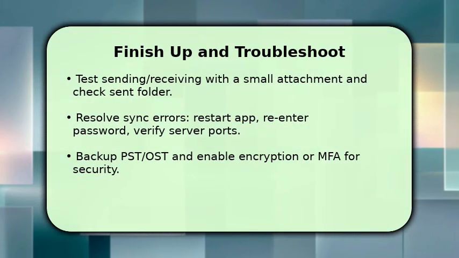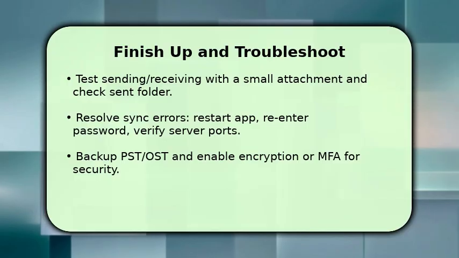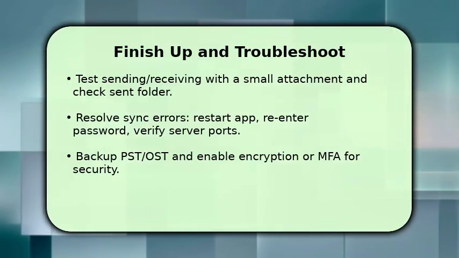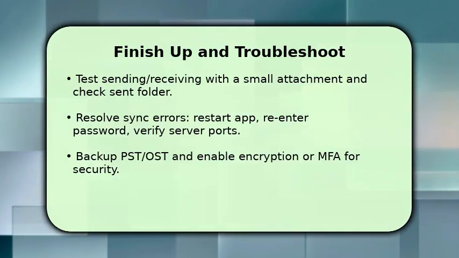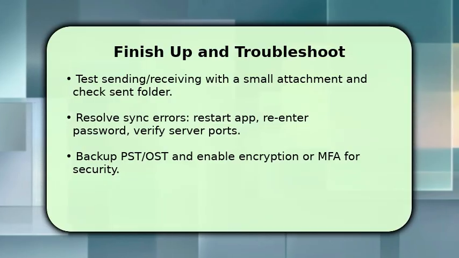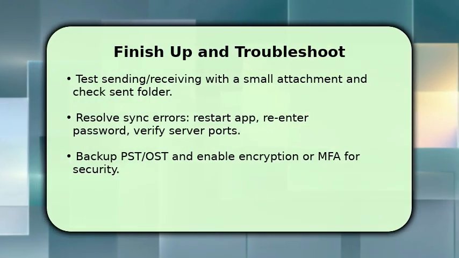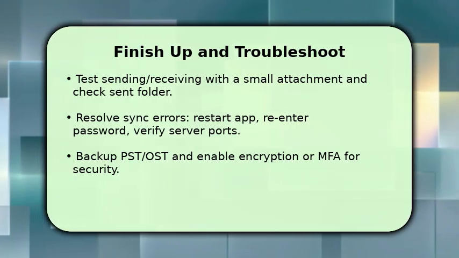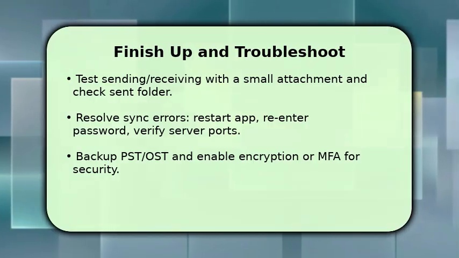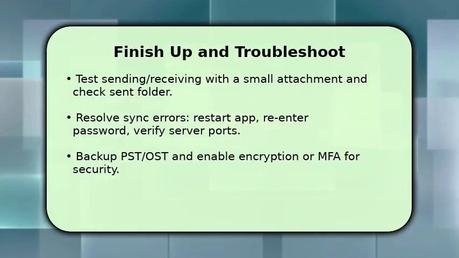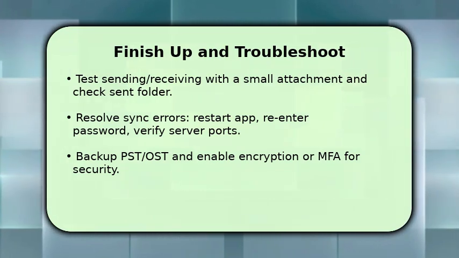To finish, send a test email with a small attachment to confirm outgoing settings and check the sent and inbox for arrival. This verifies both directions. If mail fails, restart Outlook, re-enter your password, and confirm server ports and encryption types. Often a credential or port mismatch causes the issue. Make sure you back up your PST or enable built-in sync and turn on multi-factor authentication for security. If problems persist, remove and re-add the account to reset configuration.